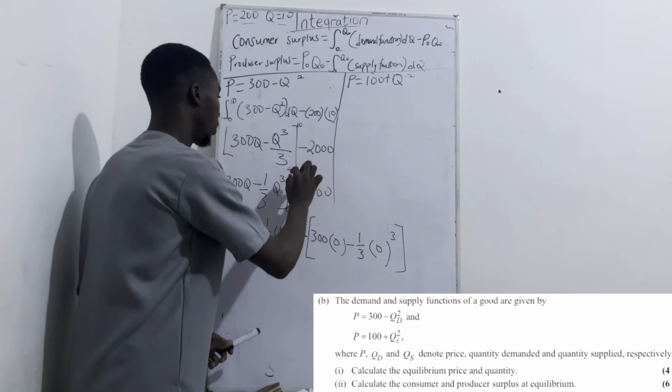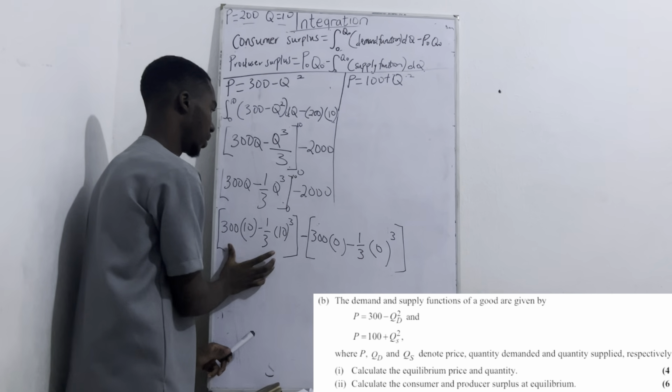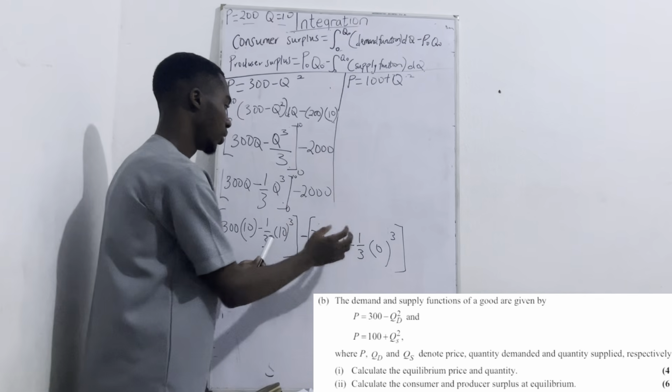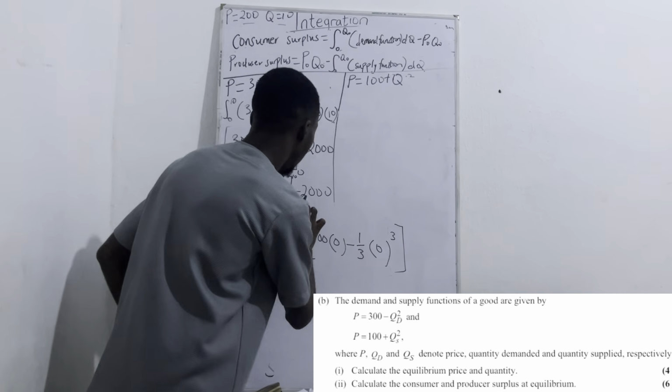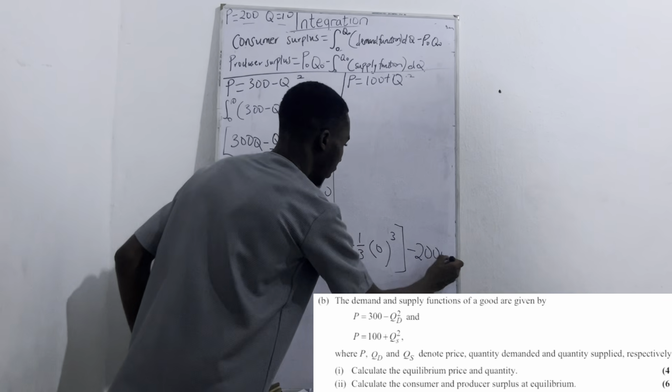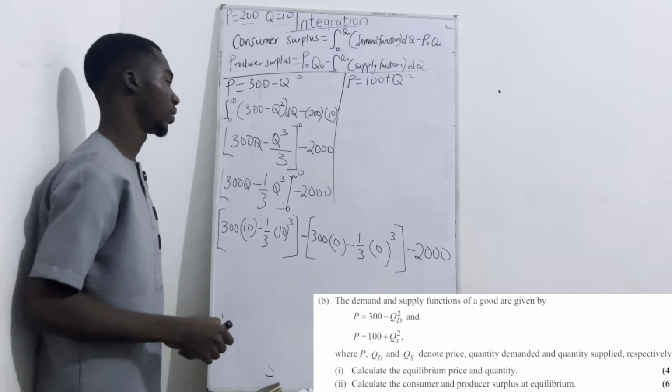What you are getting for this side: you put 10 into it first, then minus, when you put 0 into it, you get it. Everywhere you see K, you put 0. Then we have minus 2000 here, so don't forget that one. Minus 2000. You get it. So this is what you are getting.